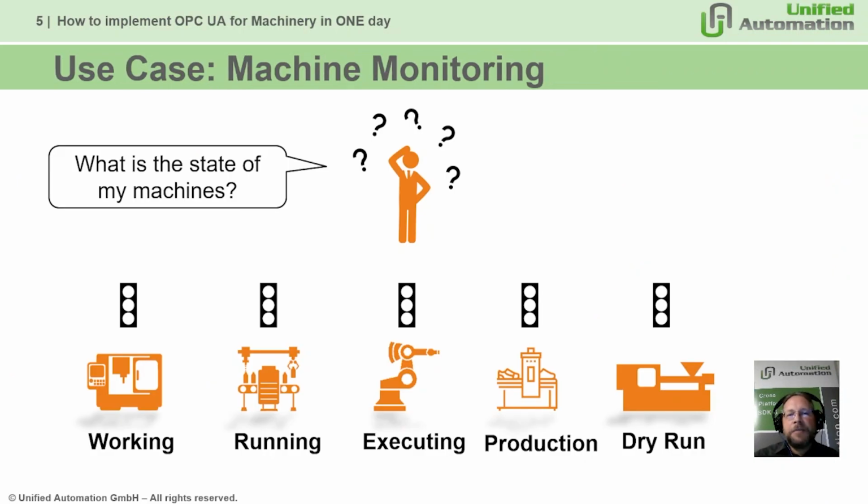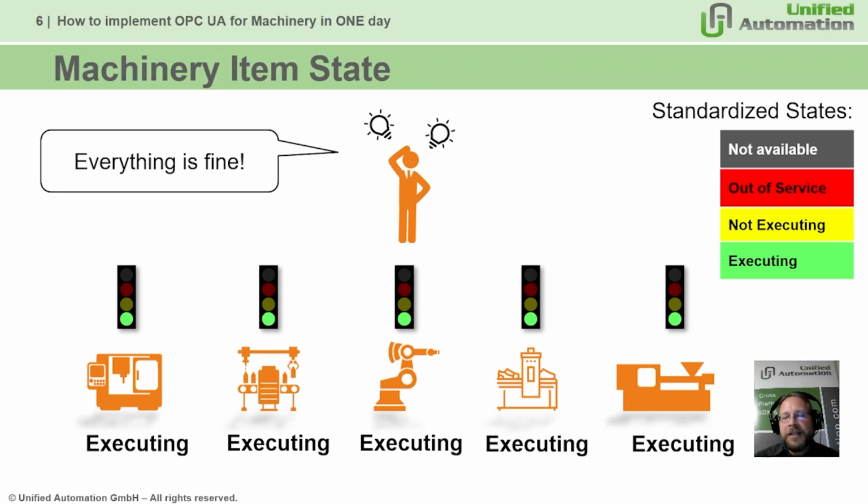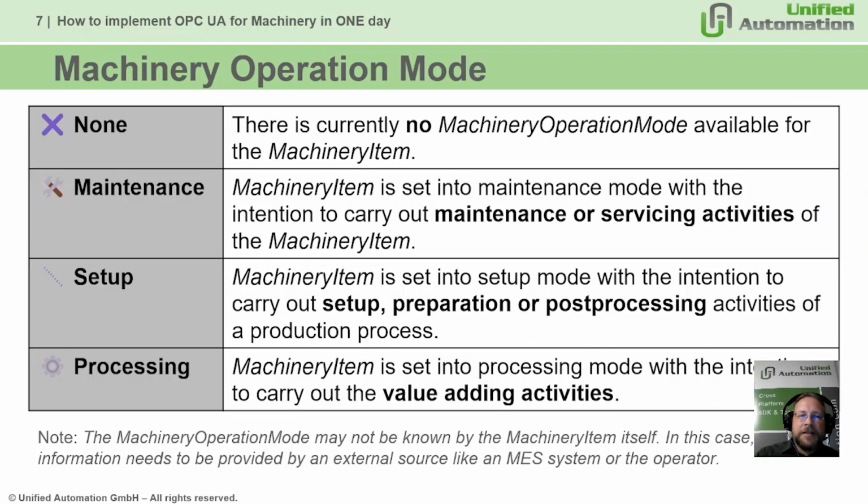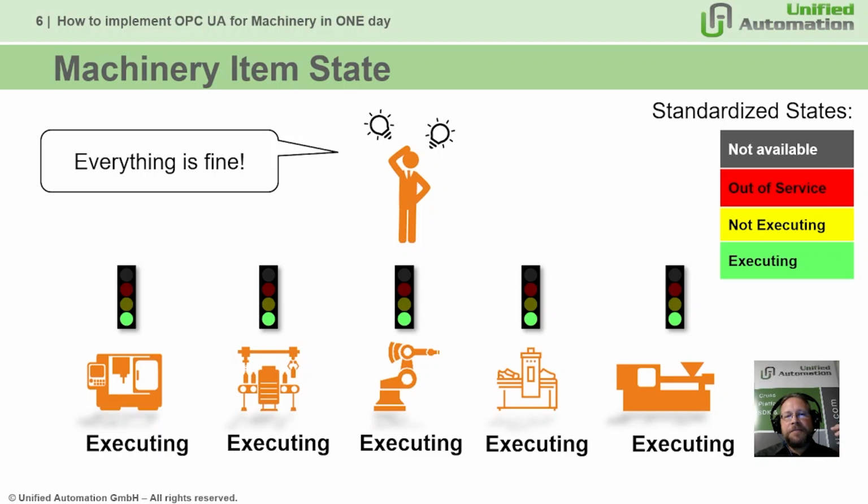We have machine monitoring, so we want to know what's the status of our machines. Are they in a good health condition? Are they executing something at the moment? So therefore, we have the machinery item state. Here in our example, everything is green, so everything is executing, but it could also be that they are not executing because there is no job order, for example, at the moment, or material is missing or whatever. It could also be out of service or not available, in the sense that you don't have the information at the moment. This information is known by the machine, so the machine knows if it's executing or not.